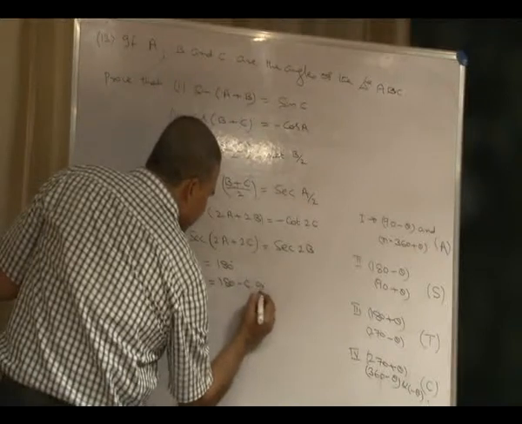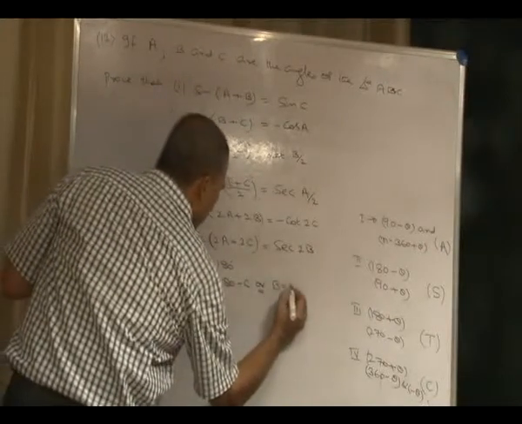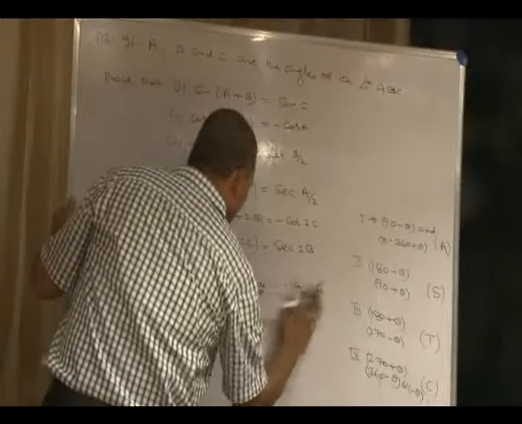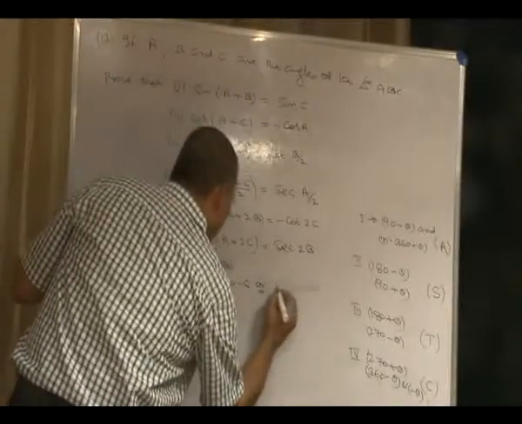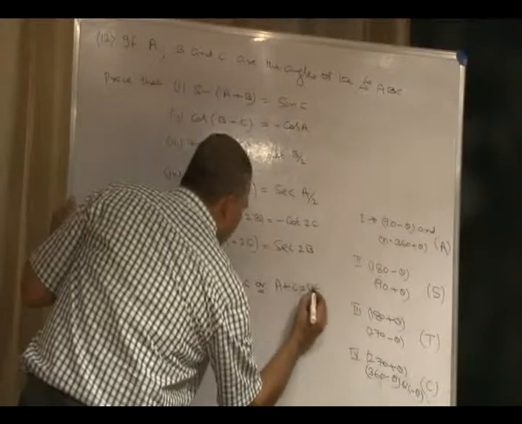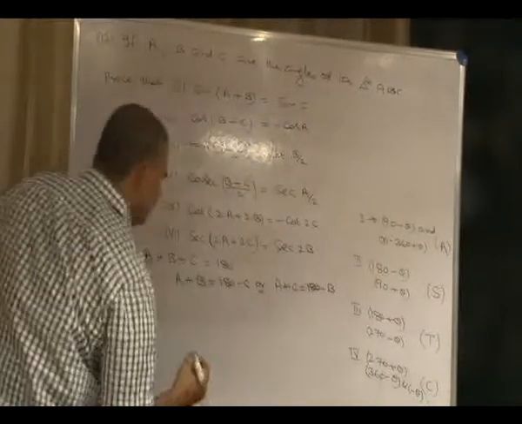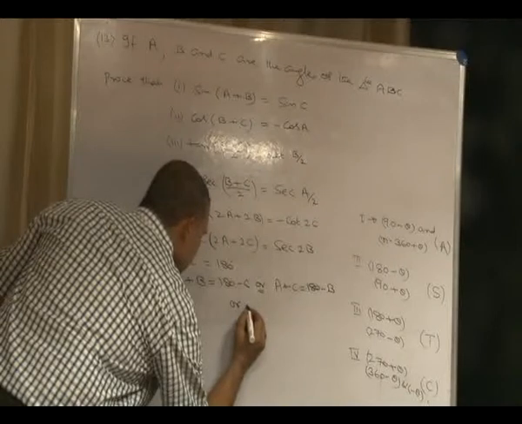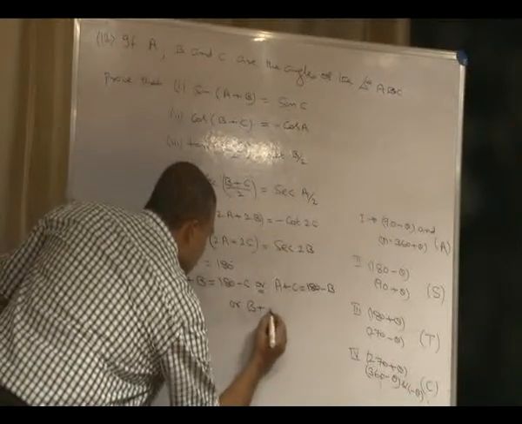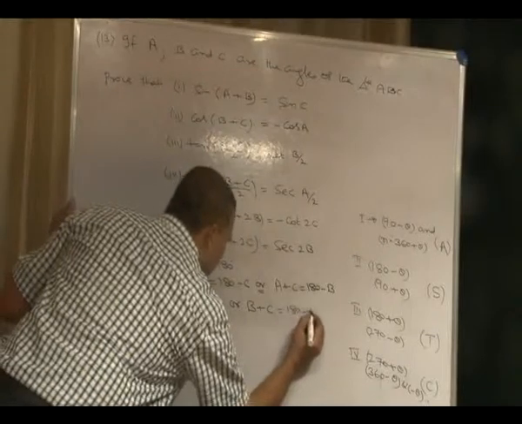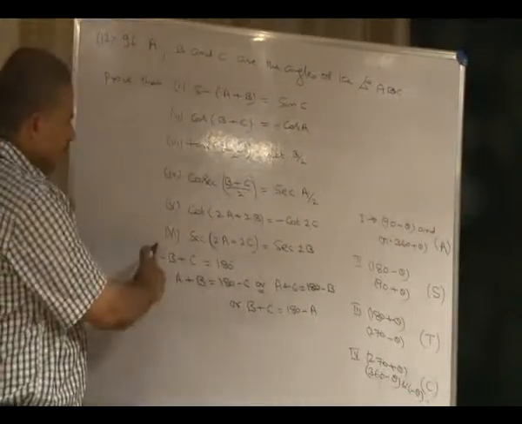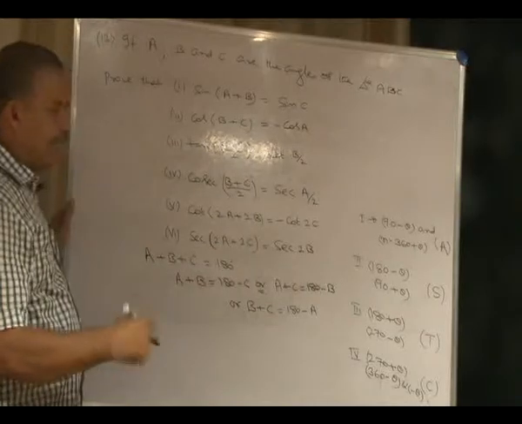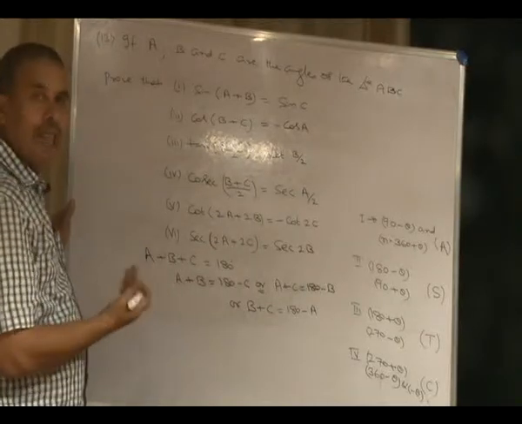Or angle B is equal to 180 minus angle A plus C. A plus C equal to 180 minus B, or angle B plus C is equal to 180 minus A. When A plus B plus C is 180 degree, A plus B is 180 minus C, or A plus C is 180 minus B, or B plus C is 180 minus A.